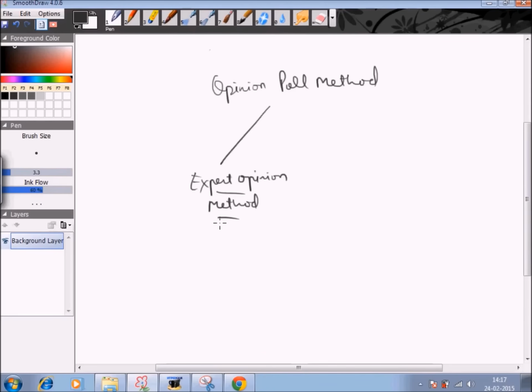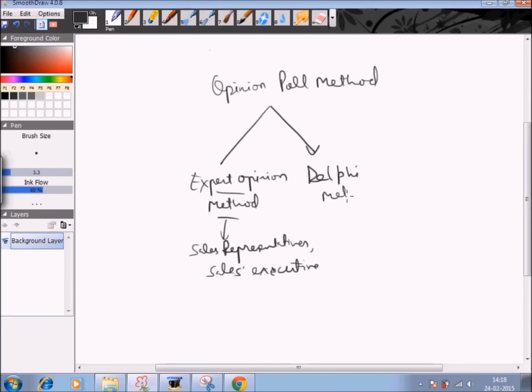So the firms collect the data from the sales representatives or the sales executives who are directly in touch with the consumers of the product. So they know what the different factors are which affect the demand amongst the consumers and what the demand of this particular product will be in the future. The second method under the opinion poll method is the Delphi method.